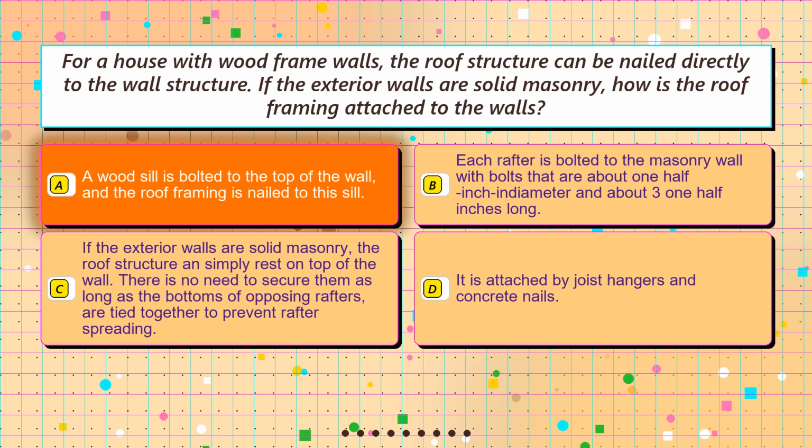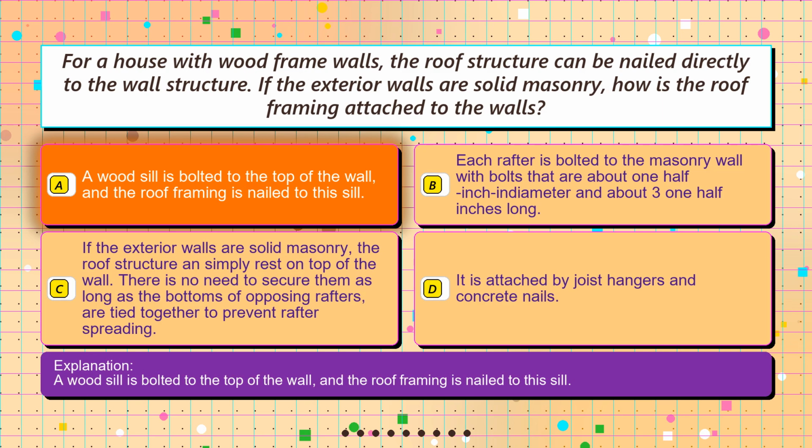The correct answer is option A, a wood sill is bolted to the top of the wall, and the roof framing is nailed to this sill.